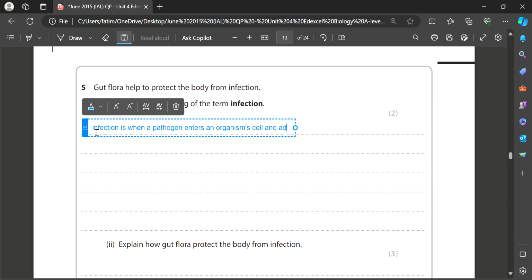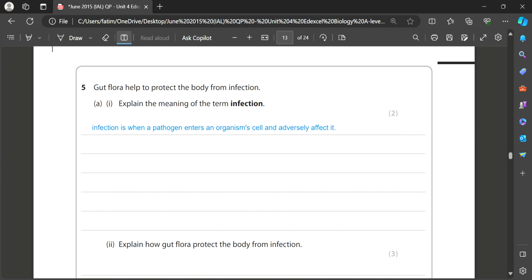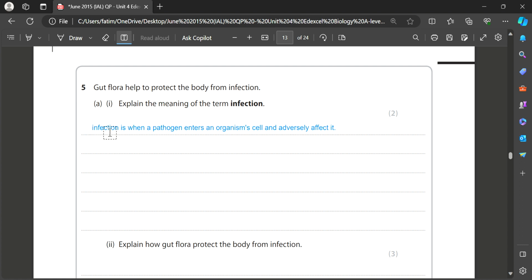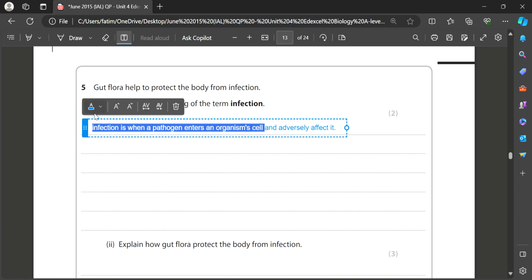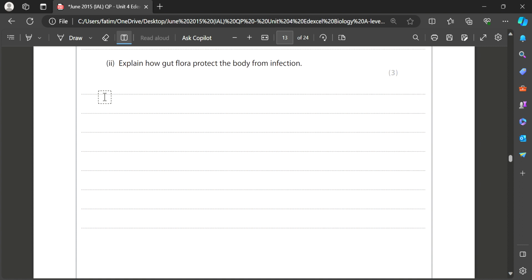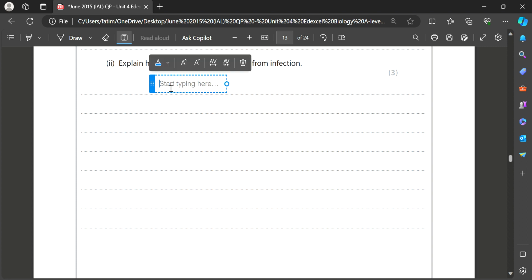And adversely affects it. You don't really need to write that point. I just feel like writing till here is enough. It's very simple, but this is basically the thing that's going to earn you the 2 marks. You don't need to write the rest of it. You can say it harms it, but there's really no point, because it's a pathogen, so we know that it harms it.